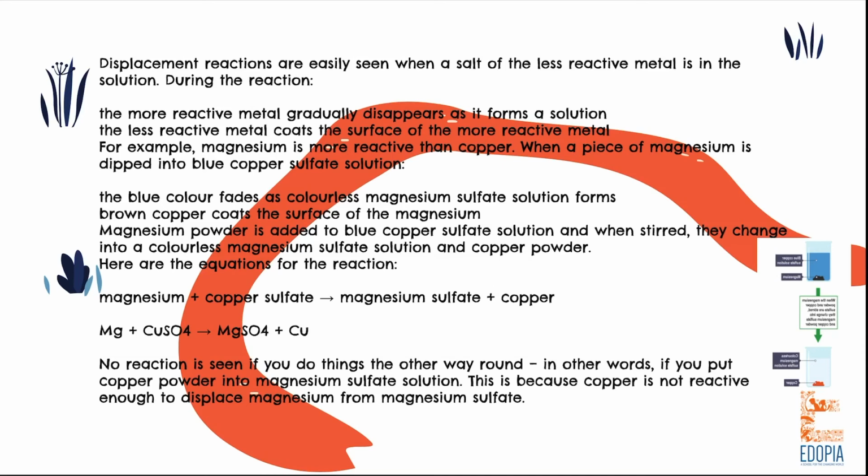So when you add magnesium and copper sulfate, what you get is magnesium sulfate and copper. And if you do things the other way around, you would not see any reaction. If you put copper powder into magnesium sulfate solution, there would be no reaction, and this would be because copper is not reactive enough to displace magnesium from magnesium sulfate.